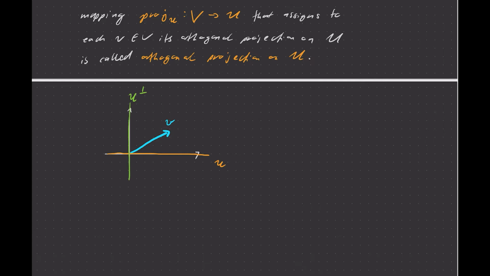For the orthogonal projection on U, what we do is we decompose V into a vector in U and a vector that is perpendicular to U. So what we need to do is basically find this point here, and this vector here is then the part of V that is in U or parallel to U. So this here is the vector U, which is the projection of V onto U. While this vector here, that is then the projection of V onto U ortho. So that is U ortho.